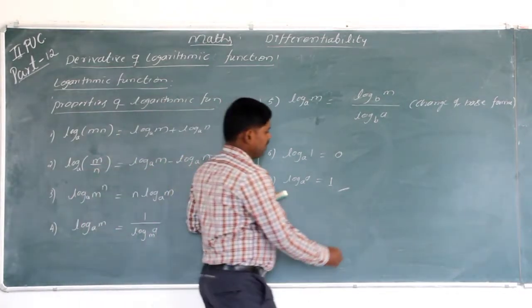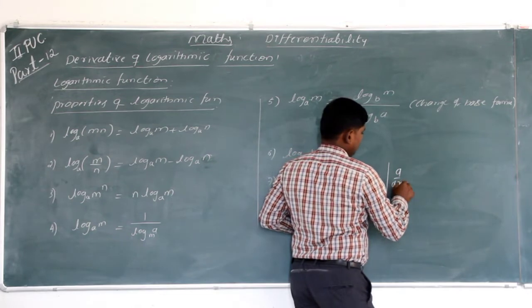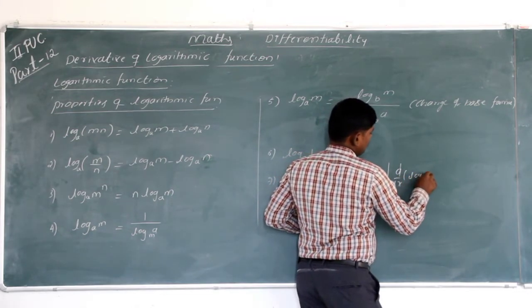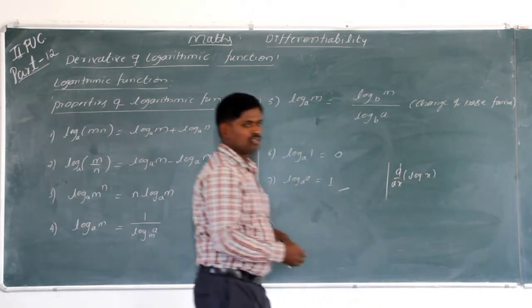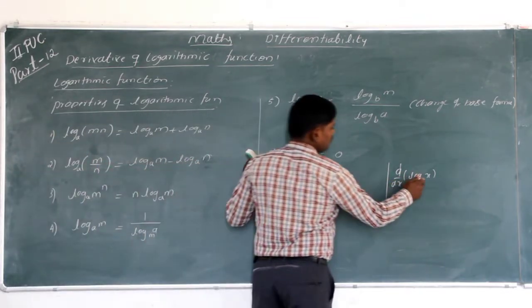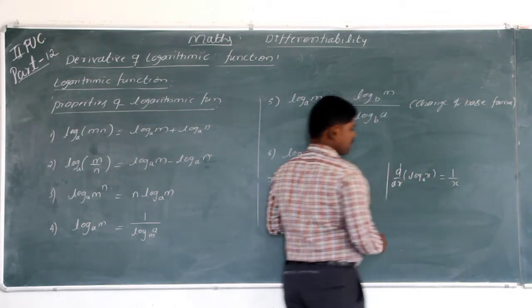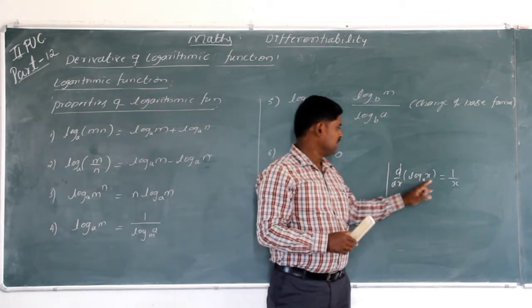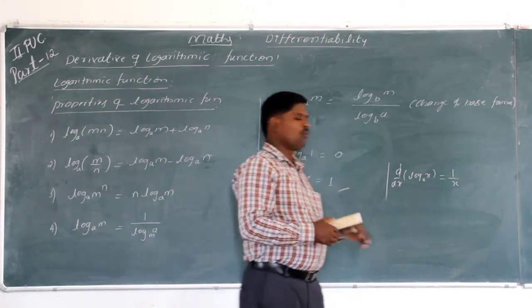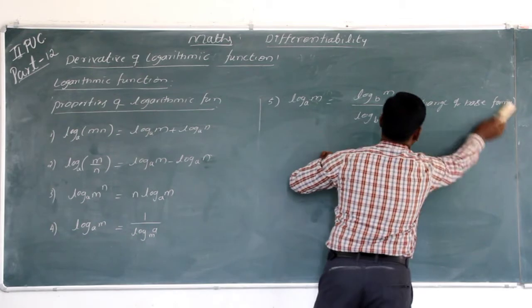We already know the derivative of log x. So d by dx of log x, the natural logarithm, that is, with base e, is 1 by x. If the base is e, then the derivative of this is 1 by x. Next we shall move to the problem.